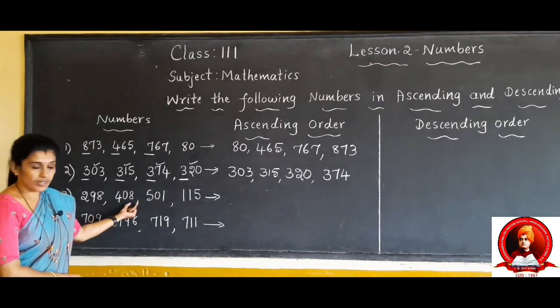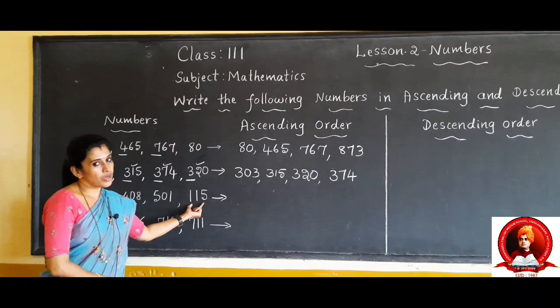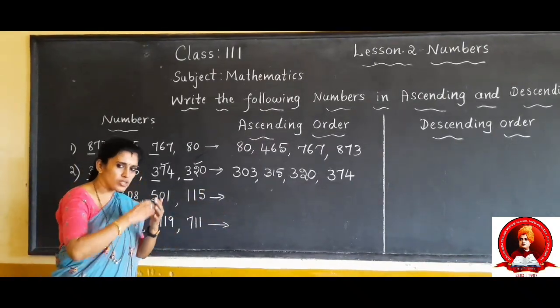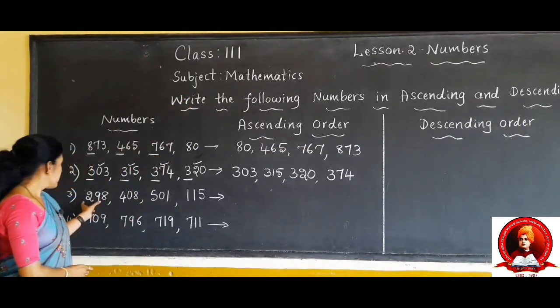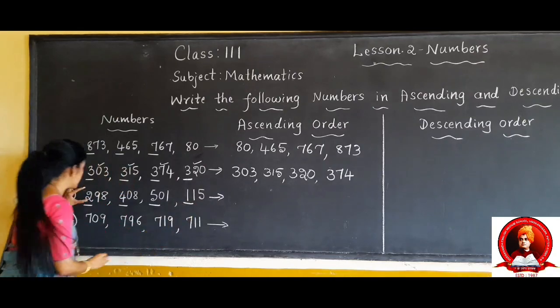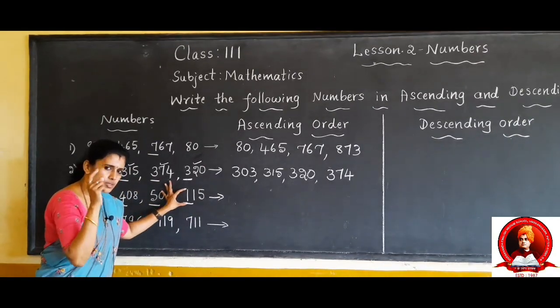298, 408, 501, 115. Now we have to arrange them in ascending order from the smallest to the greatest. Okay, let us find the hundreds place here. That is here 2, here 4, here 5, here 1. Which is the smallest number, children?